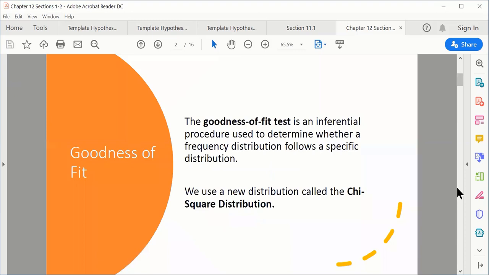So the goodness of fit test is an inferential procedure used to determine whether a frequency distribution follows a specific distribution. So we're given a frequency distribution, and the question is, is it the same as another specific distribution? Is it a good fit to use that distribution? That's why it's called goodness of fit. And we're going to use a new distribution called the chi-square distribution, which we'll talk about when we get there. Does it fit the model?